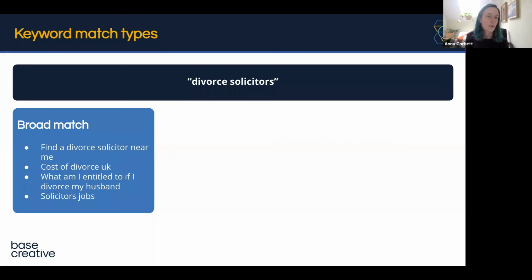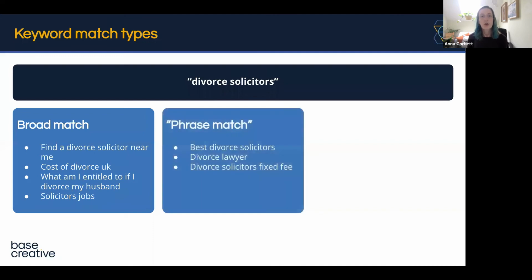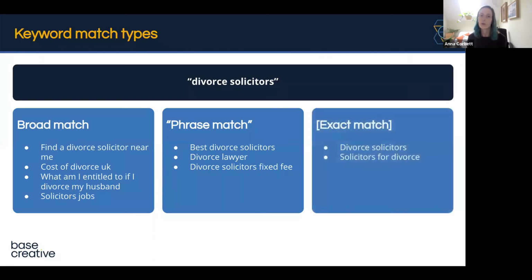So if you, for example, searched for divorce solicitors, broad match would show your ads for searches like find a solicitor near me, cost of divorce London, or even things like solicitor jobs. So you can see it's really broad. Whereas a phrase match would show for best divorce solicitors and divorce lawyers, or divorce solicitors fixed fee. So it's more specific, but still gets some keywords in there that you haven't included in your actual phrase. Whereas exact match is very specific. So it only shows for things like divorce solicitors and solicitors for divorce.